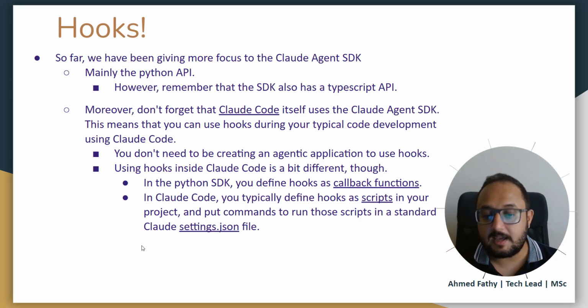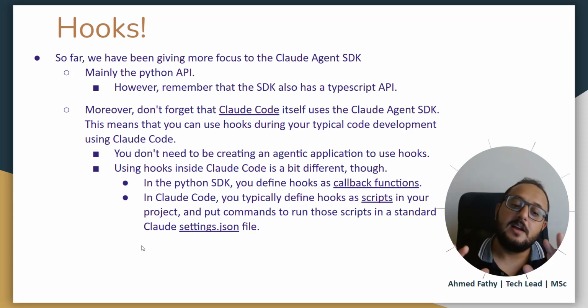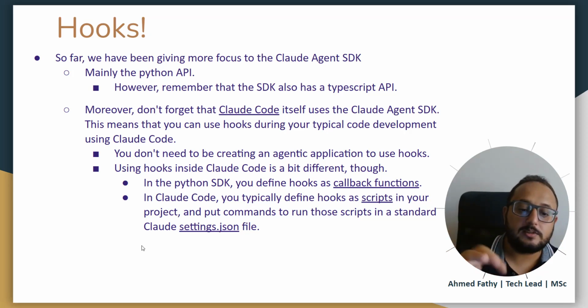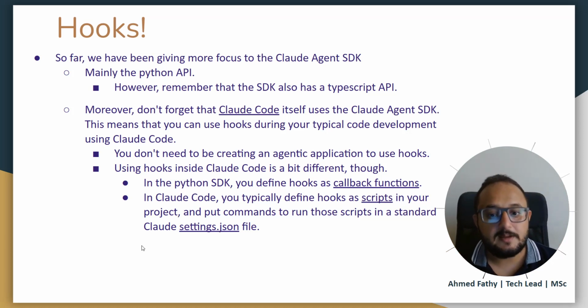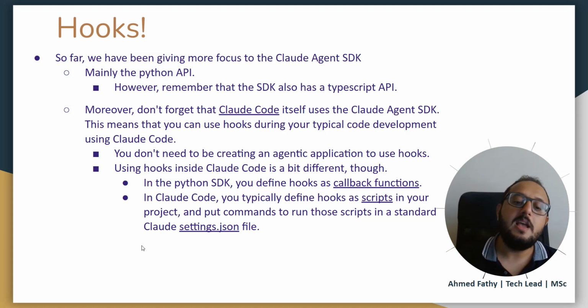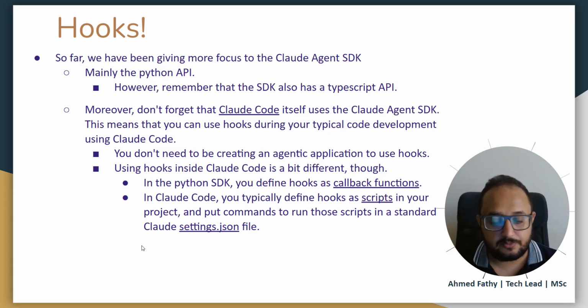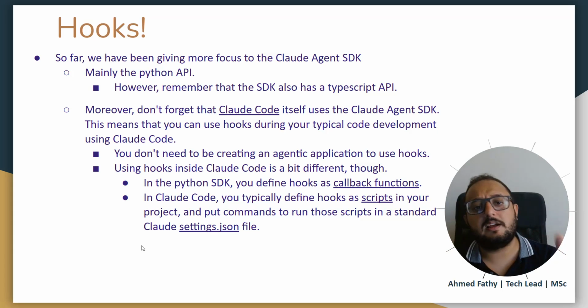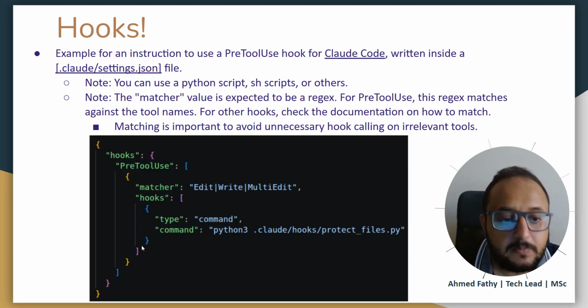In the Python SDK, you define the hooks as callback functions, and we will see the parameters and the return values of those functions. However, if you are applying hooks while working with Claude Code, you typically define hooks as scripts in your project and put commands to run those scripts in a standard Claude settings.json file, which is an important file that we'll talk about right now. Those are two different ways of creating hooks, and those scripts can be bash scripts or Python scripts or something.